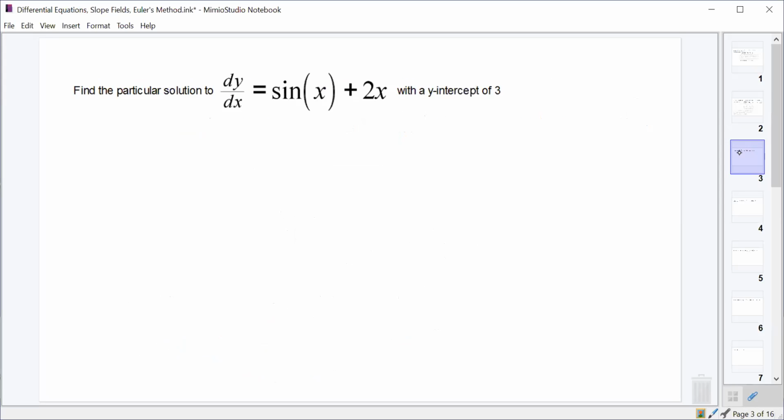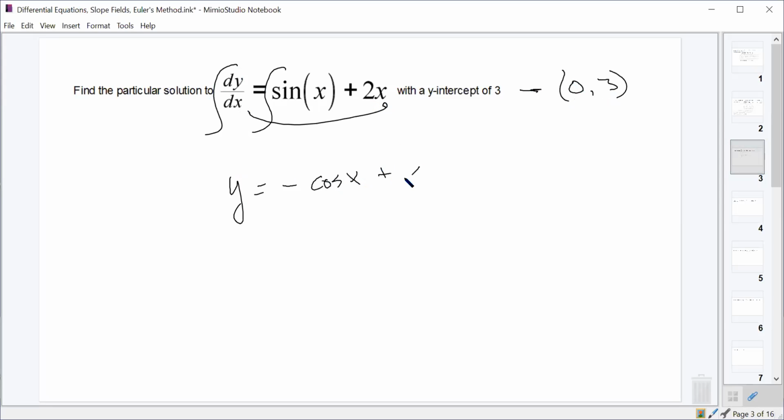Nice, simple, easy one. We want to find the particular solution to dy/dx equals sine x plus 2x that has a y-intercept of 3, which tells us an initial condition of when x is 0, y is 3. Bring our dx over and integrate. Y equals, our integral of sine ought to be negative cosine x, and our integral of 2x ought to be x squared, plus our constant. We'll plug in 0 for x, and y will be 3. So negative cosine 0 ought to be negative 1, plus 0, plus c, giving us a constant of 4.